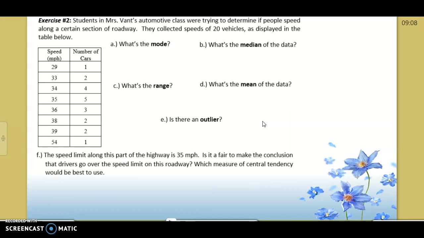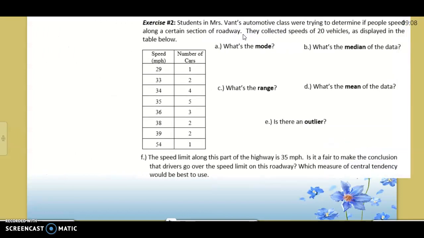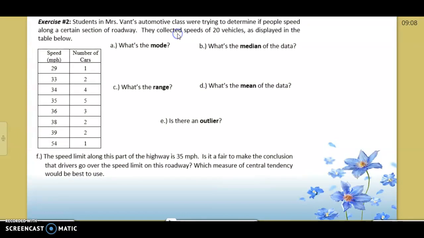and just basic repairs. So, her automotive class was trying to determine if people speed along a certain section of roadway. So they collect the speed of 20 vehicles. So in the question, without even having to count, they tell you how many vehicles, which again is really important to us. That was my bad, not the board's fault. So let's look at the chart.